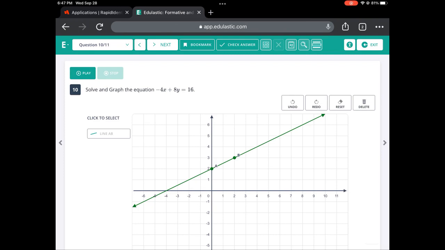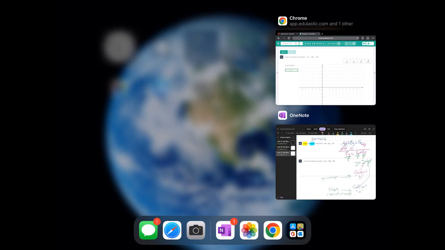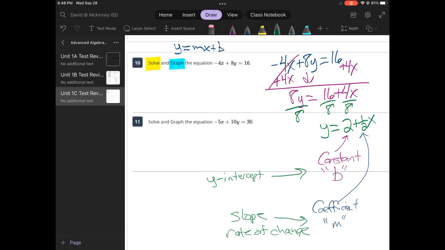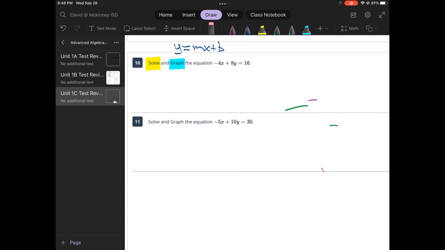Notice if I didn't solve this correctly for y, none of this would work, right? So it's important that you solve it correctly to begin with. Let's move back over. I'm going to erase some of this, and we're going to do number 11. Number 11 is very similar. You will have two of these questions on the test. Very important that you know how to do them.